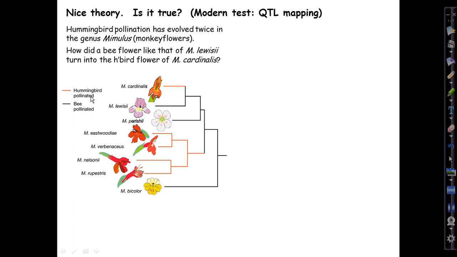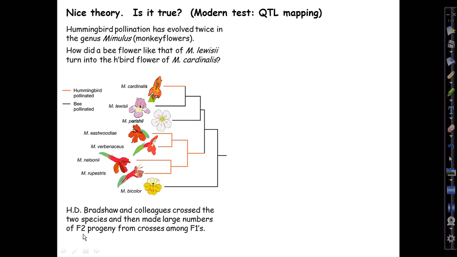Cardinalis is hummingbird pollinated, as are these more distantly related species that also have red, laterally flattened flowers. But lewisii, a close relative of cardinalis, so close they're fully interfertile, has a classic bee-pollinated type floral morphology, a more radially symmetric open flower that bees can approach and work with easily.